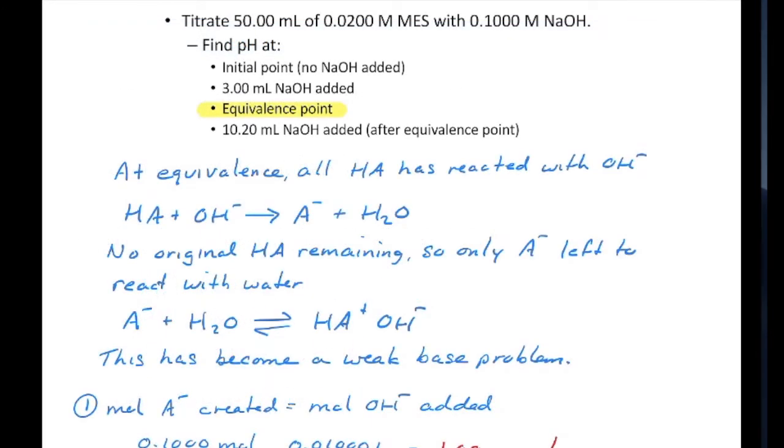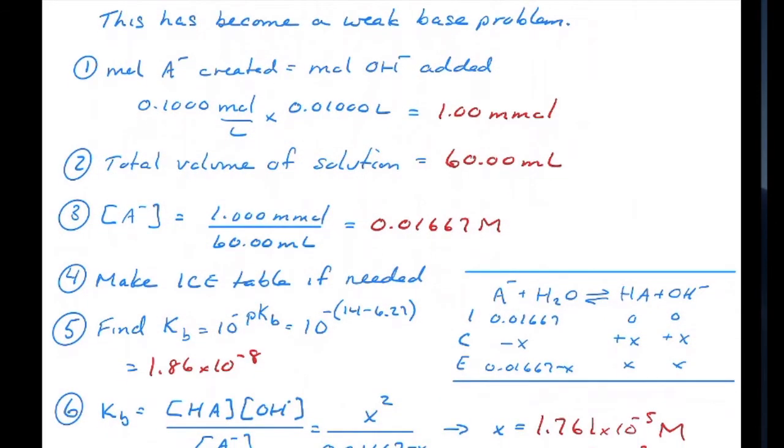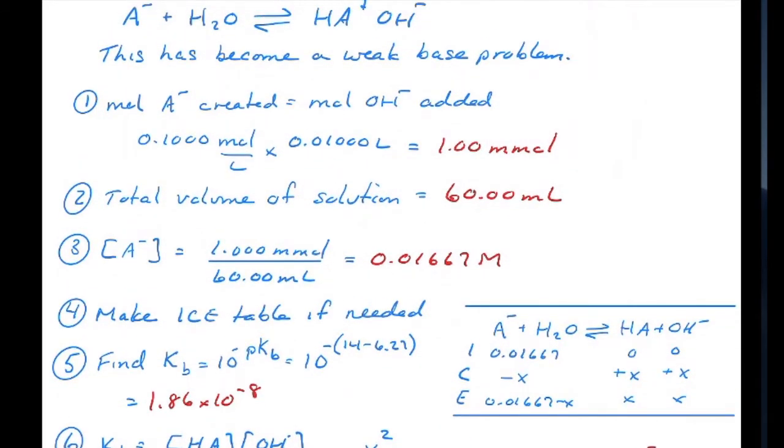So let's just quickly go over this calculation. At the equivalence point, all of the HA has reacted with OH minus, and there is no original HA remaining, so only A minus is left to react with water, which is just what I showed on the previous slide. So now we have a weak base problem.